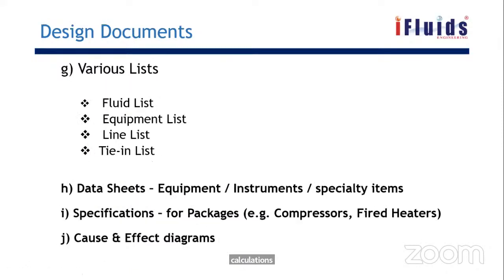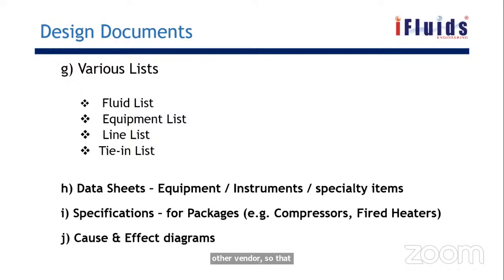And then various lists, consolidated lists, like what are the fluids handled, what are the equipment we talked about, and then the line list, and then the tie-in list. Tie-in list will be for whatever package we give to some other vendor. So there we will give our tie-in.